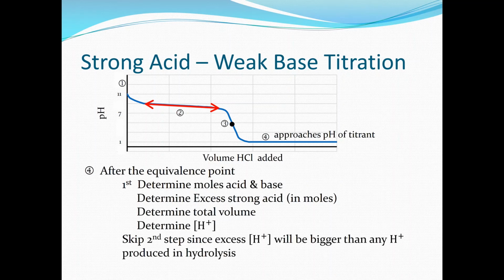And we get to totally skip the hydrolysis because we know any H plus that we would get from the hydrolysis is going to be super tiny compared to the H plus that we're going to get from just having excess strong acid. And so we can just take that H plus concentration and fairly directly calculate the pH from there because it's really the excess that's going to tell us what our pH is if we are past the equivalence point on a titration curve like this.